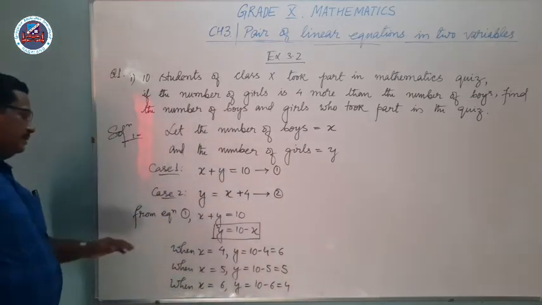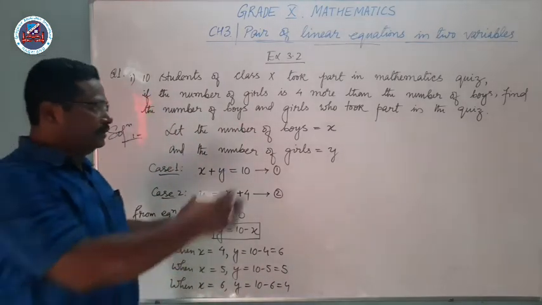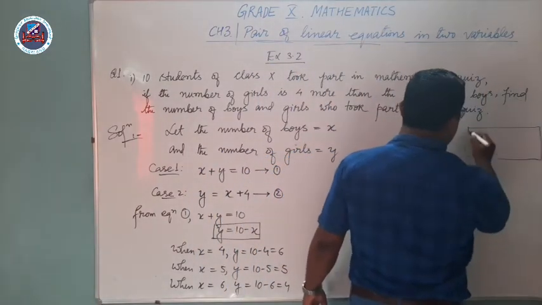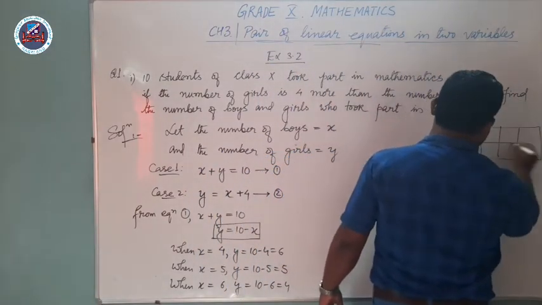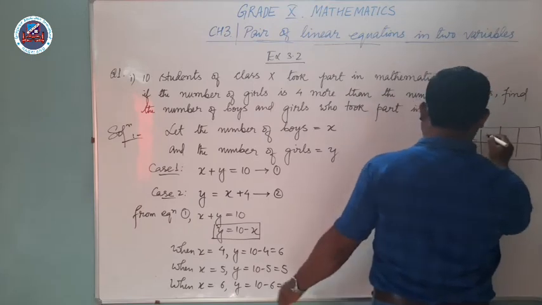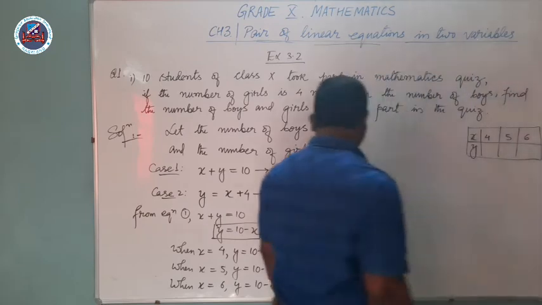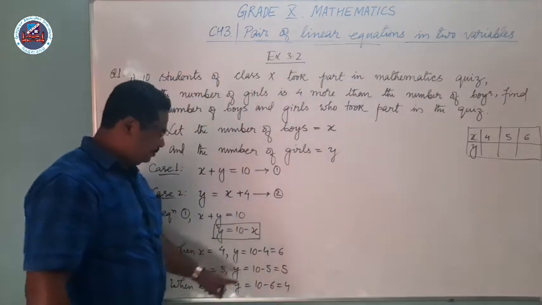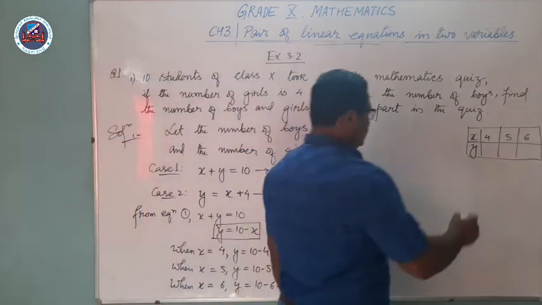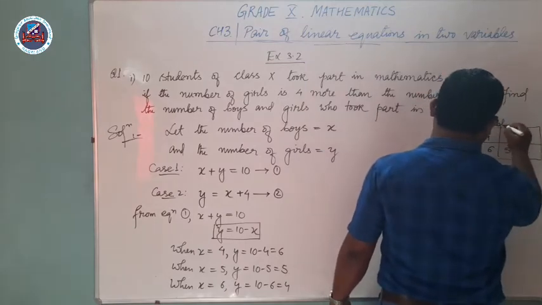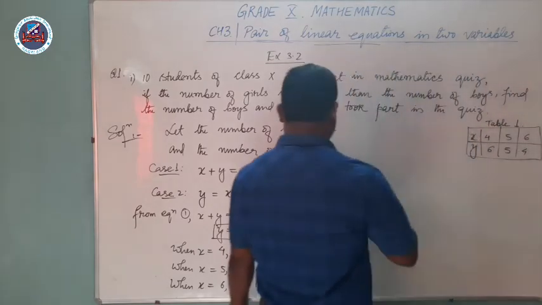Then after that, like earlier that we did, on a small box you can make it. Suppose I am making it here: x, y. Write down x as 4, 5, 6, and y as 6, 5, 4. This is table 1. Just keep it on the right hand side.